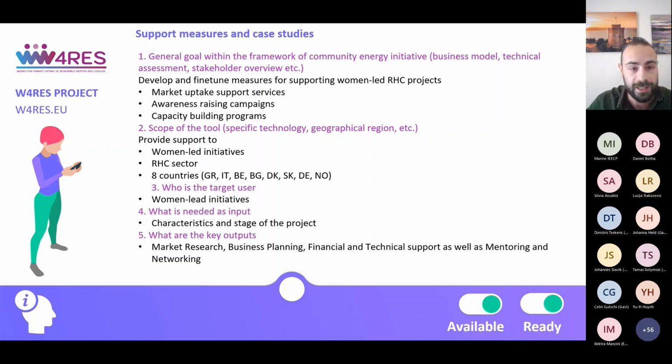Now, what we need as an input for that, we just need to know some basic characteristics and the stage of each project. And the key output of our tool is to provide business and technical support services. And the general categories for that are the market research, business planning, financial and technical support, as well as mentoring and networking activities.